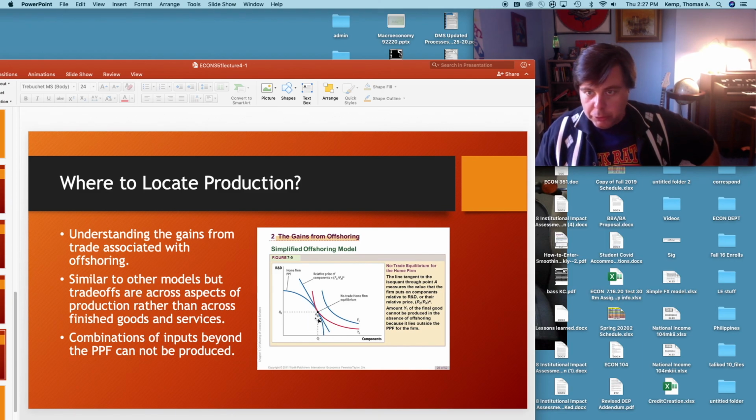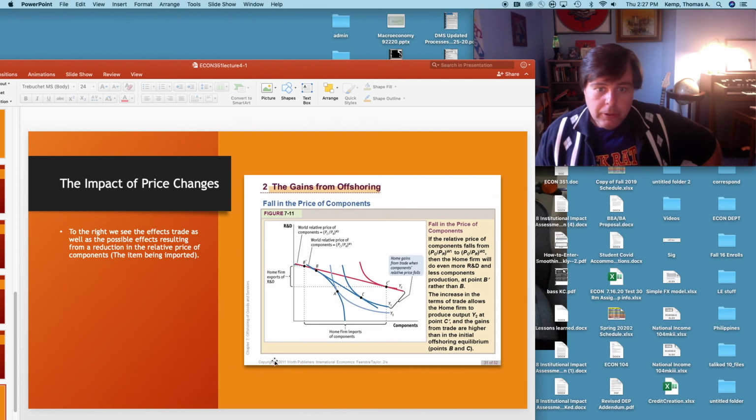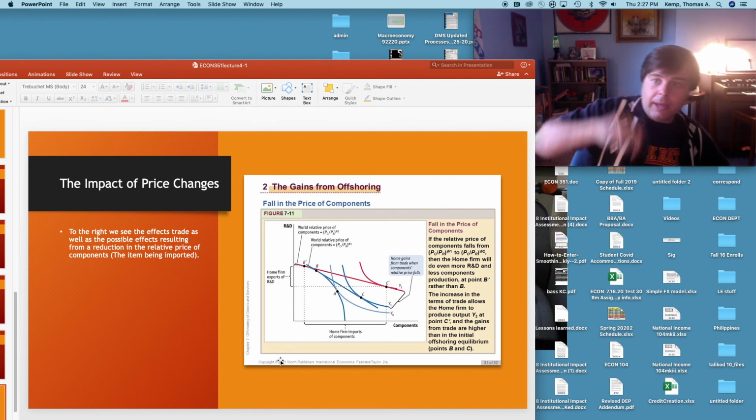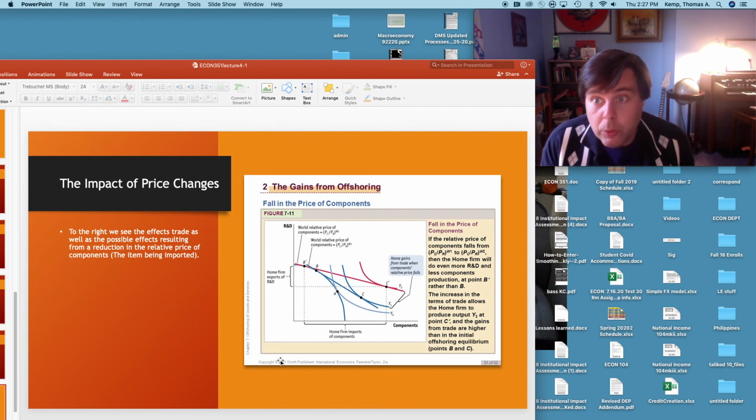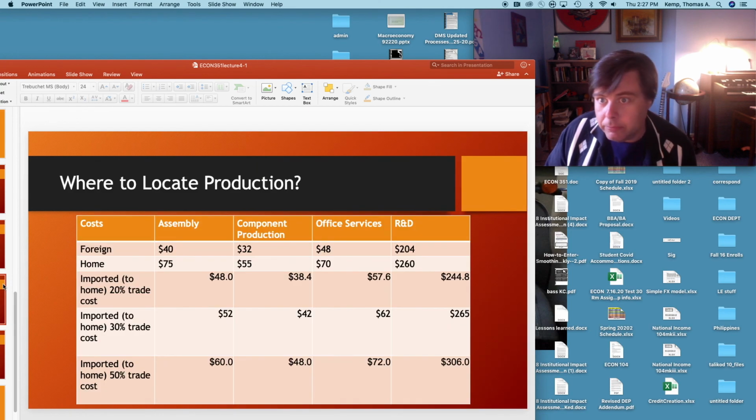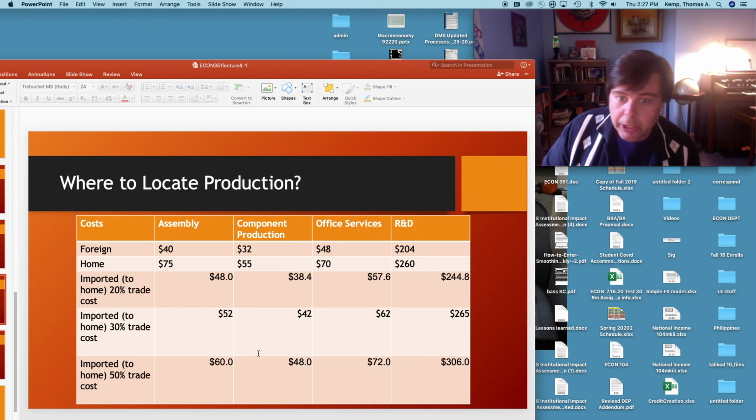This is the no trade situation, A, where production is at A and consumption is at A. So all production is local, the pre-trade condition. Okay. The post-trade condition then looks more like that. And so what we've done here is we have lowered the cost of producing the item by offshoring certain aspects of production. Again, going back to here, if we made everything at home, maybe it's going to cost us the sum of these 4 things to produce the item, right? So 75 plus 55 plus 70 plus 260.